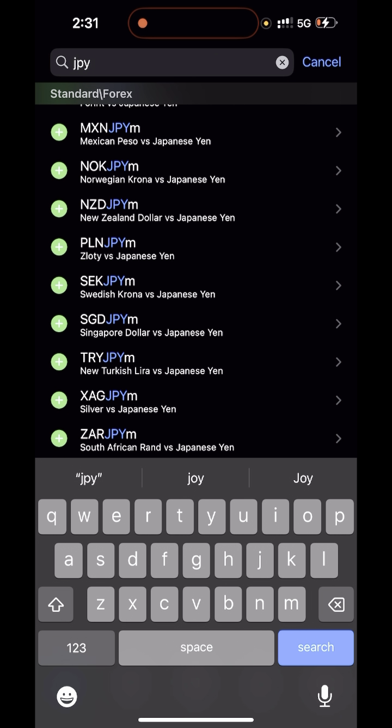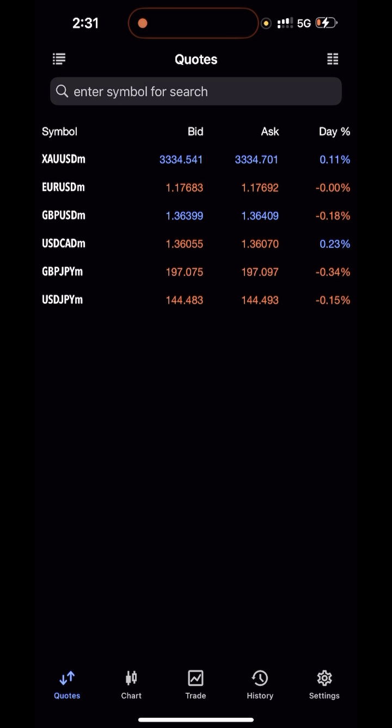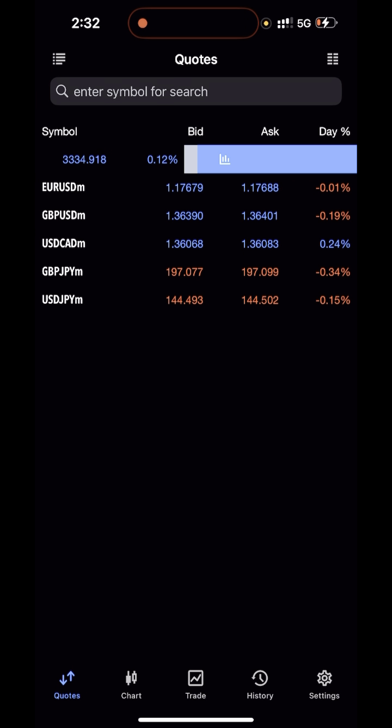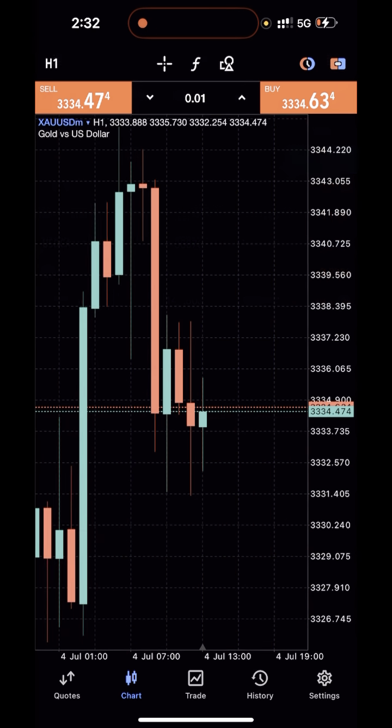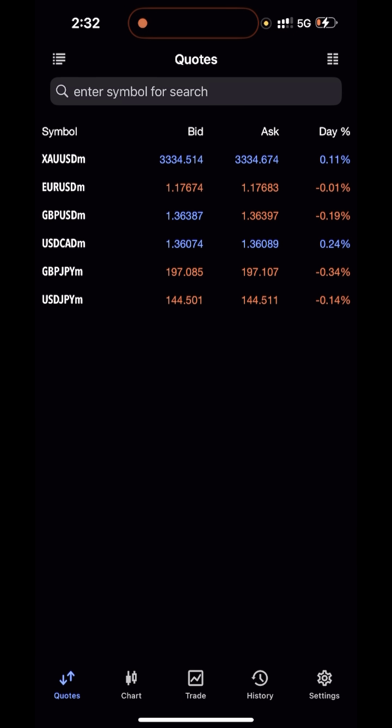So you just tap on it and you see that it's here. So if you want to remove a currency pair, because this XAU is actually gold, if you want to remove, say, gold here, I trade gold a lot. Gold is not a currency pair. So here you hold it down and move to the left until you see delete.